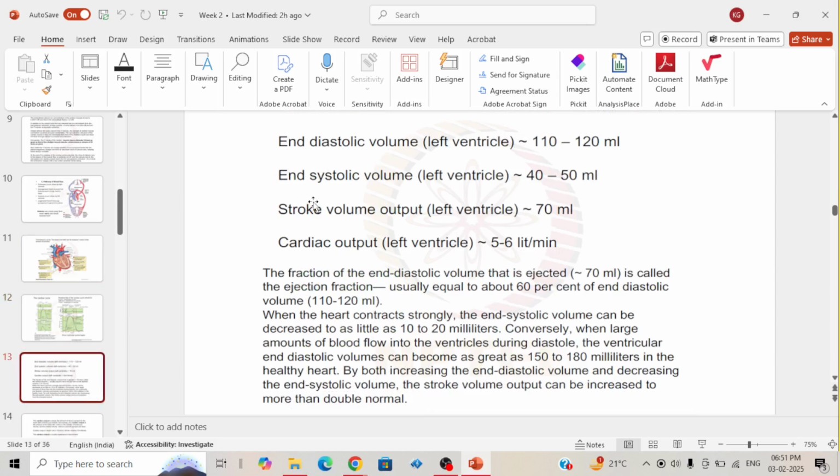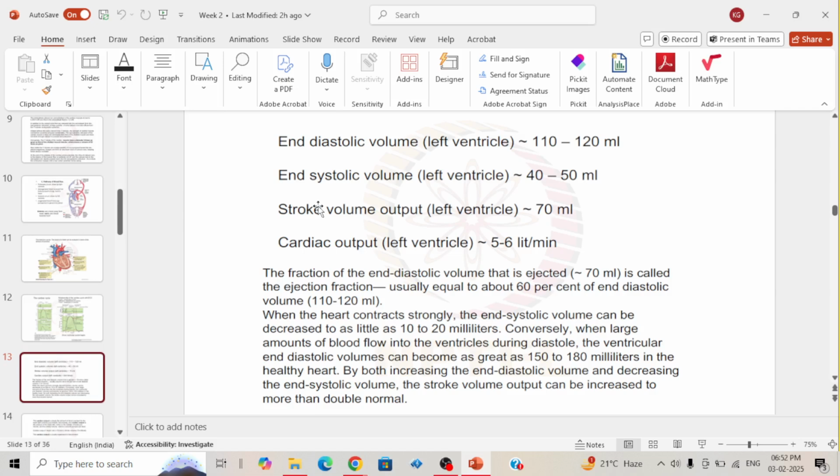Now there are some terms which are very important for you to know. The end diastolic volume, as I told you, is when the ventricle is fully relaxed. So the end volume of the left ventricle is nearly 110 to 120 ml.